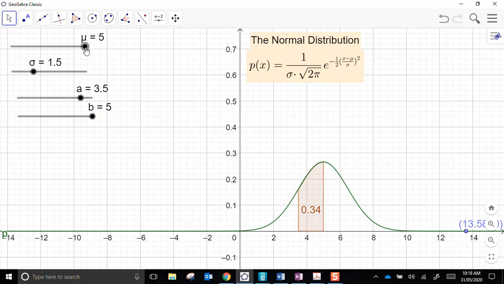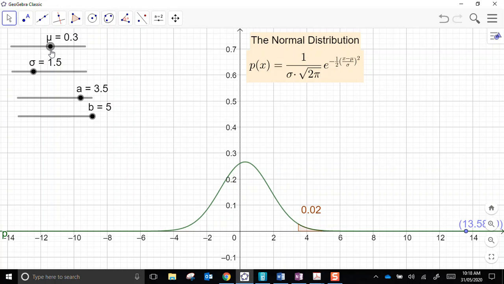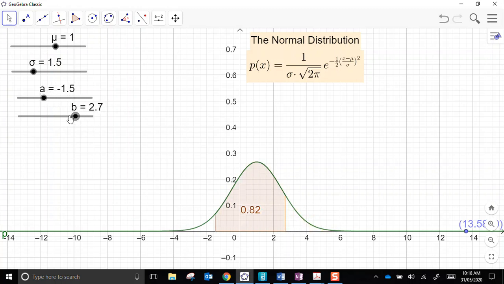I made a mistake by putting mu at 5 there, didn't I? Let's bring the mean back to 1. That's better. Now I'll have a better chance of doing this. Let's put the B value at 1, and A is... whoops, should be minus 0.5. There we are. And so that's the same idea, 34%.